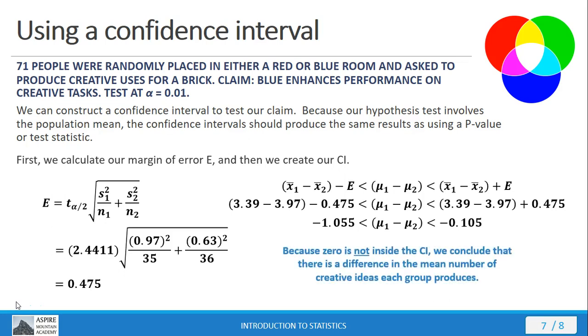0 is not inside the confidence interval. Okay, that means we conclude that there is some difference in the mean number of creative ideas each group produces. And because all of the confidence interval is in the negative territory, that means mu2 will always be greater than mu1, which means the people in the blue room are producing more ideas than the people in the red room. The same thing we got out of the hypothesis test.